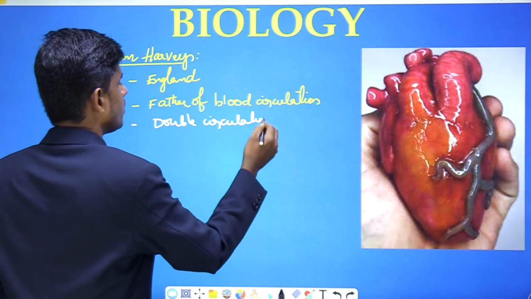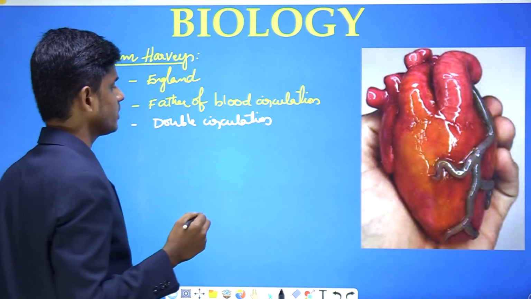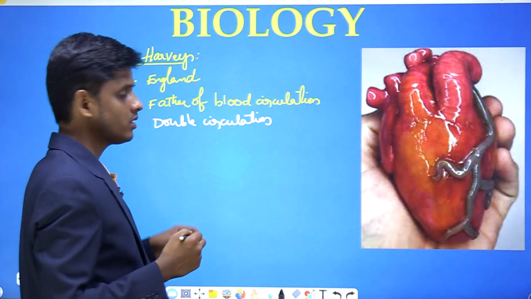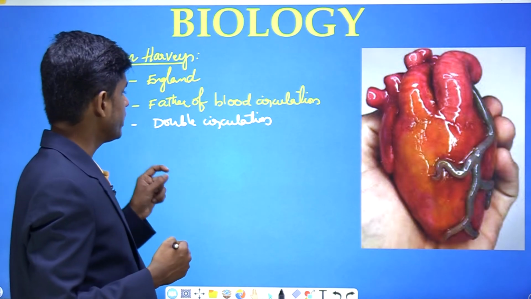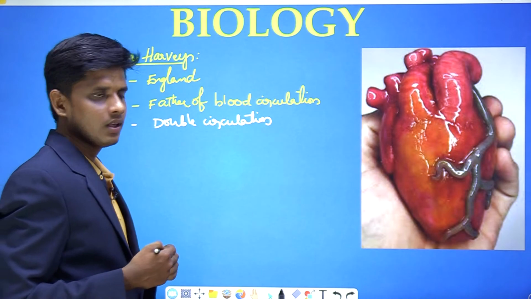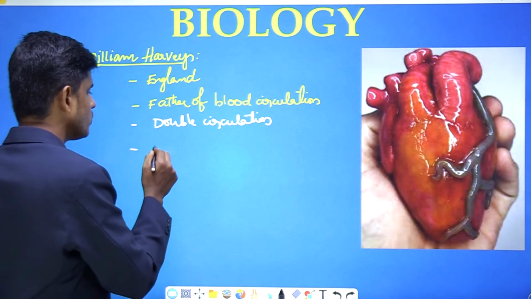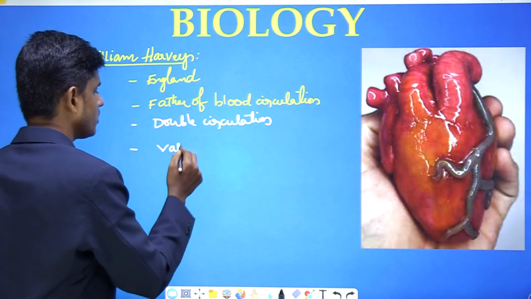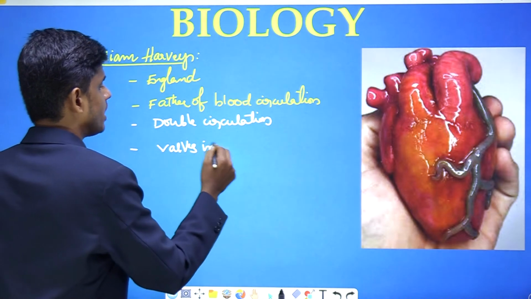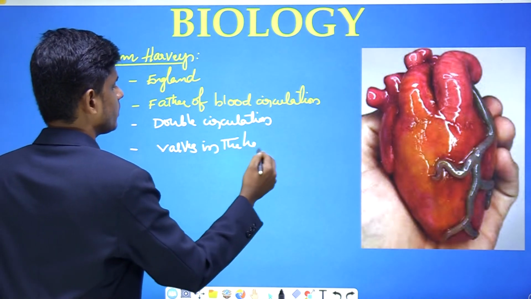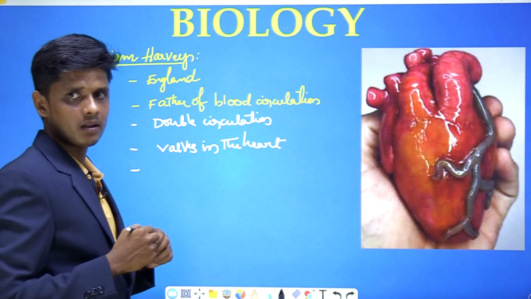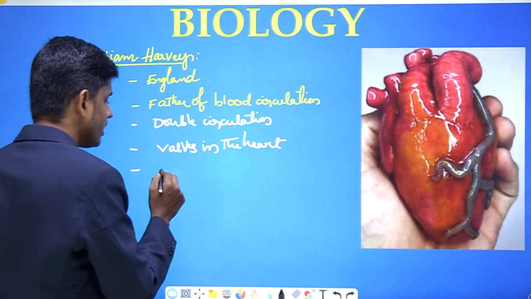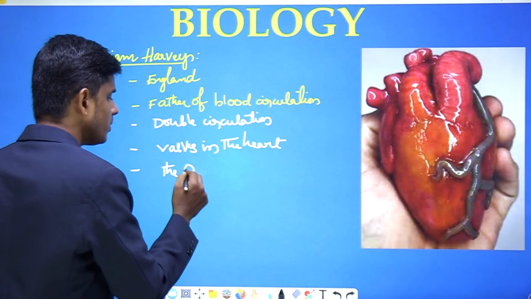I will explain all these things: why he is considered the father of blood circulation, why he discovered the double circulation, what the purpose of the double circulation was, and why we should know the details of it. Also, he is the first person to explain the valves in the heart. He discovered the valves of the heart.